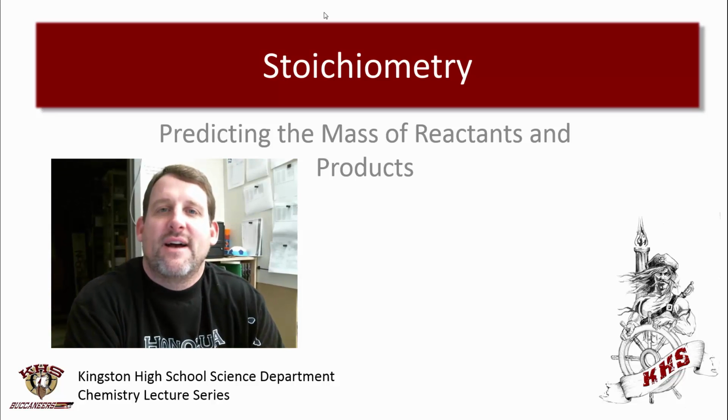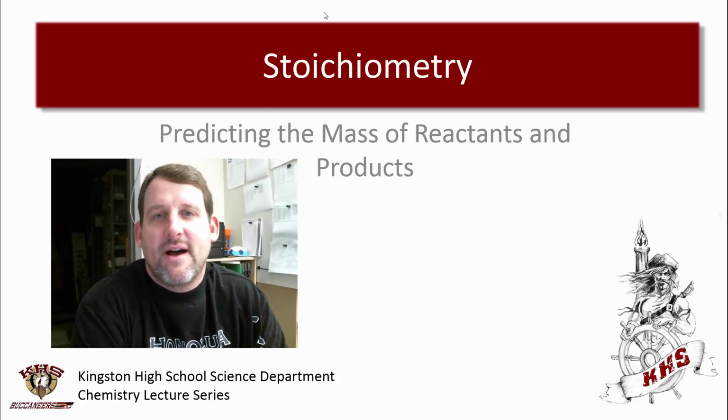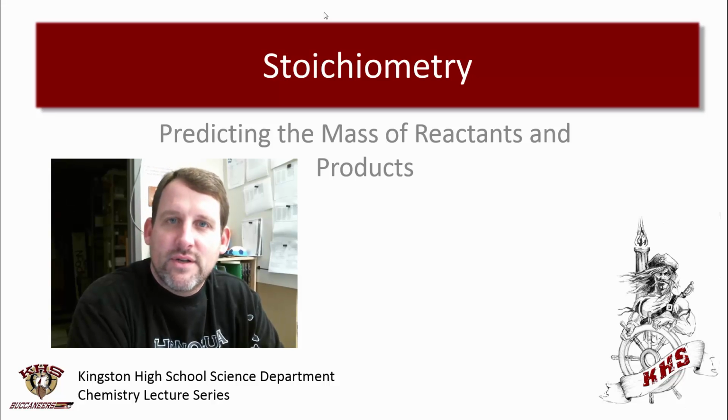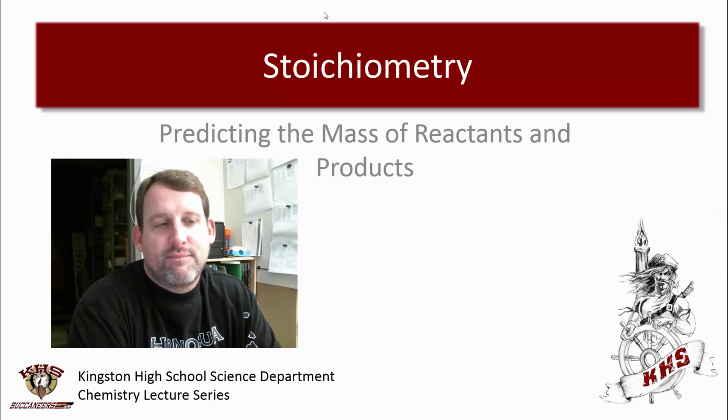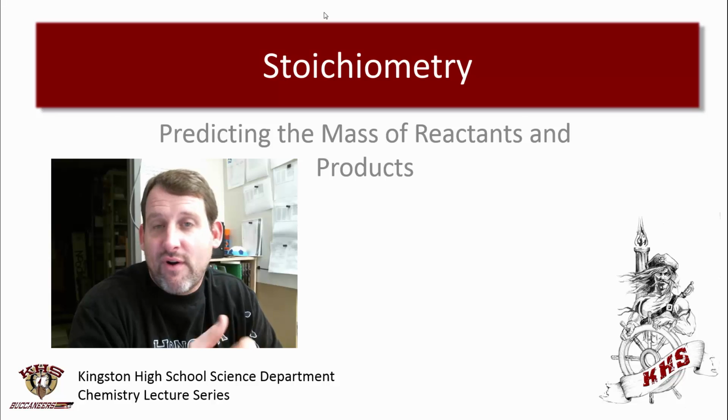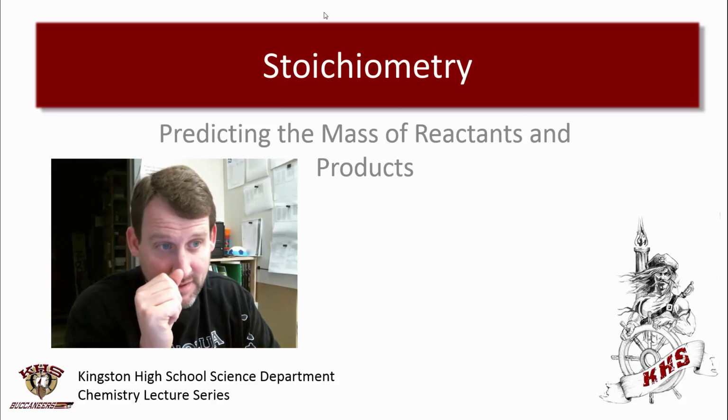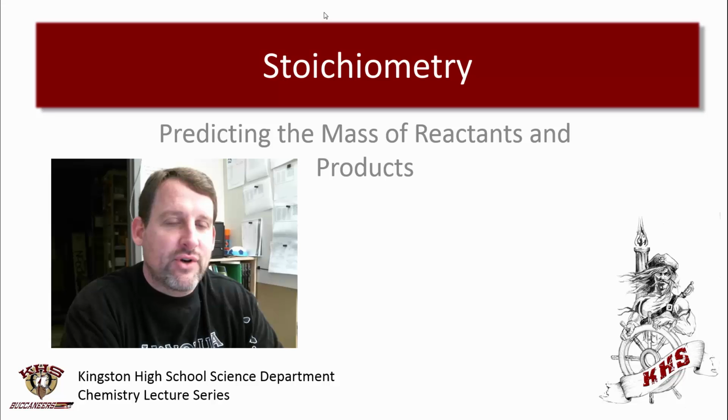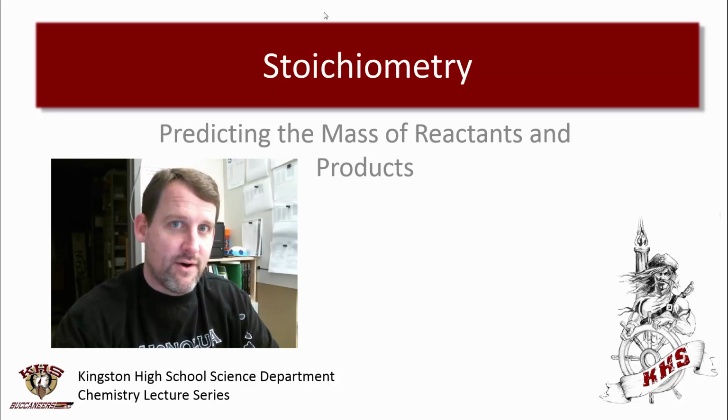Welcome, my friends, to our discussion on stoichiometry. Today we're going to be talking about how to use balanced chemical equations to predict the amount of reactants and/or products that we can make from a chemical reaction. We're going to really push today to try to understand what each number means as we go through this process. So let's get going.